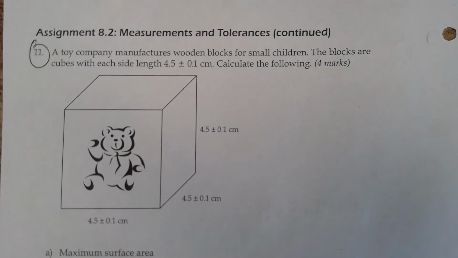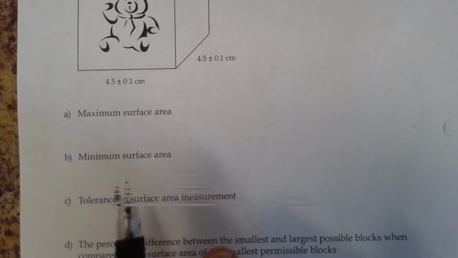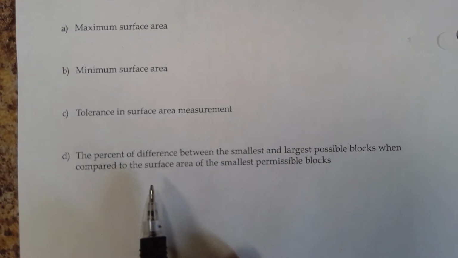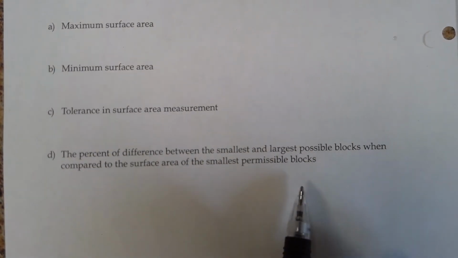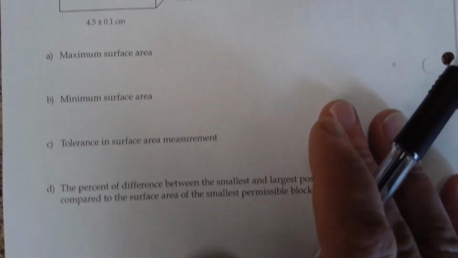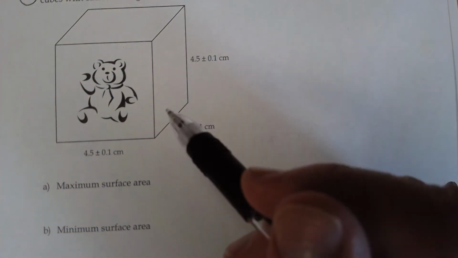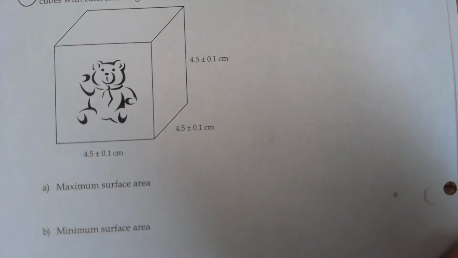Surface area of a cube. Maximum surface area, minimum surface area, tolerance, and then percent of difference between the smallest and largest possible blocks when compared to the surface area of the smallest permissible blocks. So, maximum surface area, it's a cube, right? So you take length times width times height. No, sorry, it's surface area, not volume.